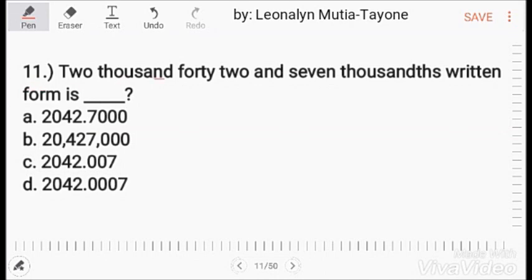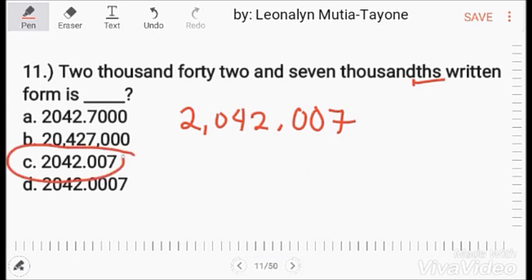Number 11, 2,042 and 7,000ths. Written form is 2,042. And 7,000ths. Thousandths, hindi hundredths yan. Itong 7,000ths. Asan ang pareho dyan? Letter C.